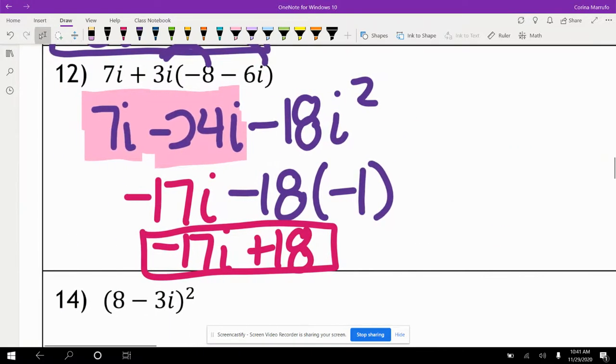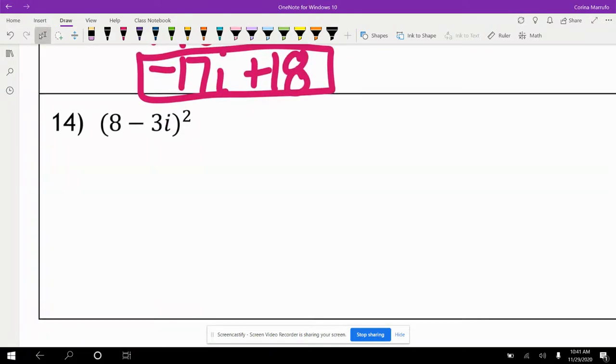Okay, the next one, this is 8 minus 3i squared. We're going to do the same thing. We're going to multiply it in a box method.